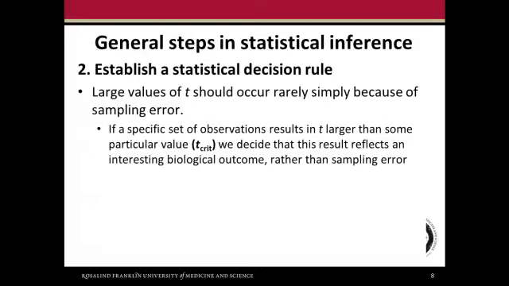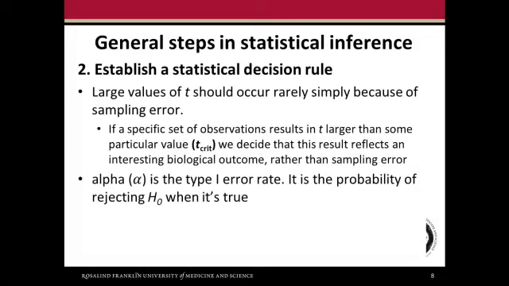The second step is to establish a statistical decision rule. And this is taking into account what we just looked at, in that large values of t should occur rarely just due to sampling error. So if we have some observations and they result in a value of t larger than some particular value, which we're going to call a critical value, so that's our cutoff, we decide that the result is reflecting something that's interesting biologically and not just sampling error.